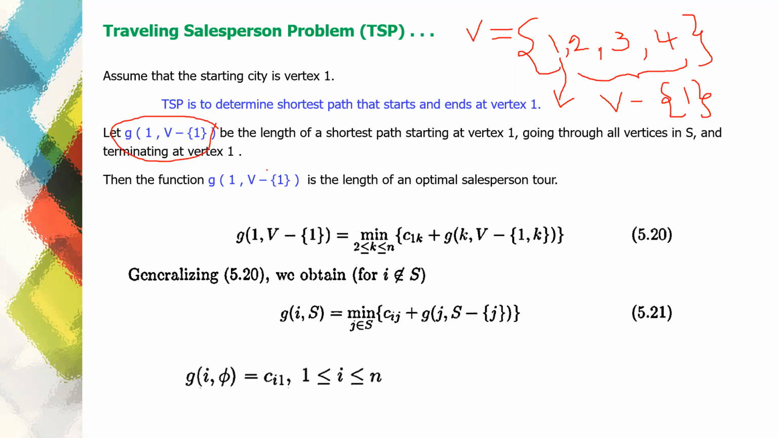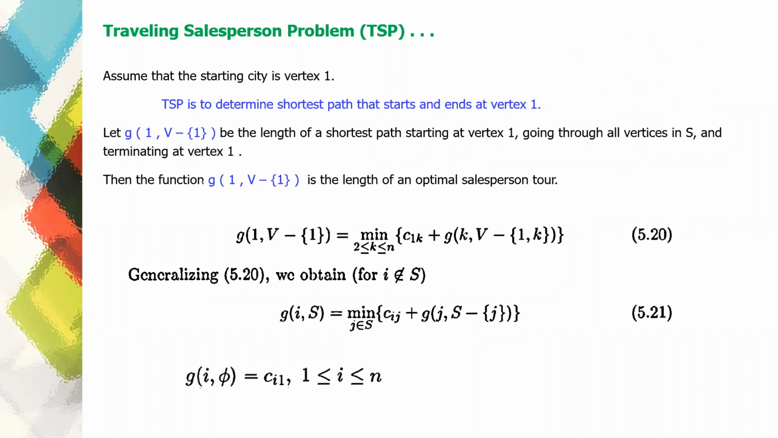G is the cost function. That is the cost of the route where the starting city is the first city and the remaining cities will be 2, 3, 4. This cost function G is going to give you the length of the shortest path, starting at vertex number 1, going through all the remaining vertices V minus 1, and again terminating at vertex number 1. So this G is the cost function.